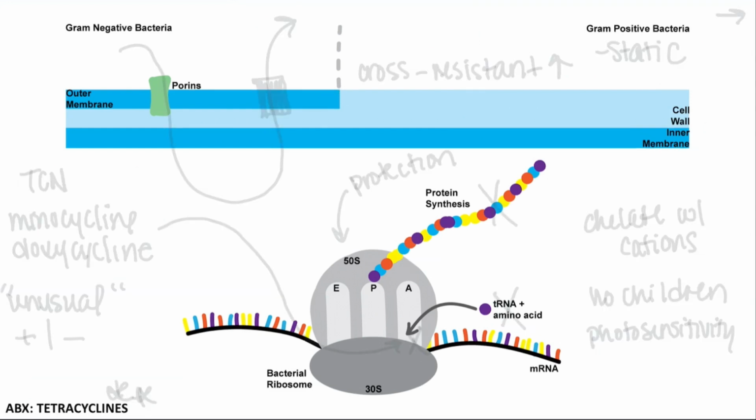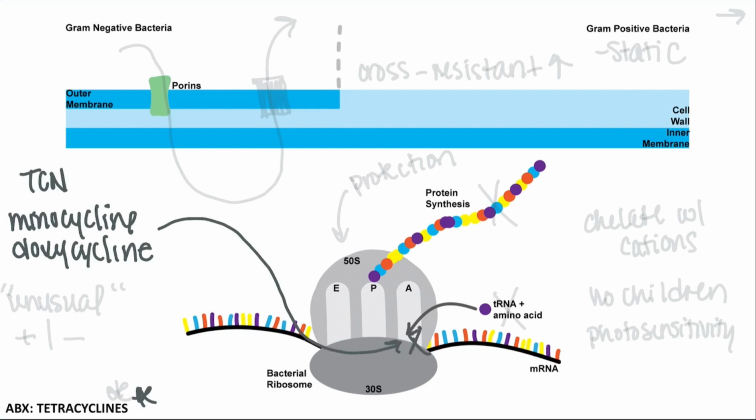So our last group of antibiotics for this video will be the tetracyclines, and these include agents like tetracycline, which is commonly abbreviated TCN. There's also minocycline and doxycycline. And these agents will inhibit bacterial protein synthesis by binding the 30S ribosomal subunit at the A site, preventing tRNA binding. So bacterial proteins cannot be elongated, and these agents are generally considered bacteriostatic.